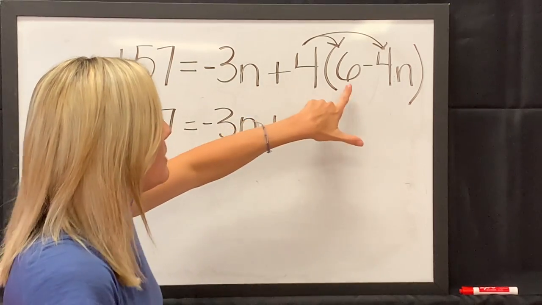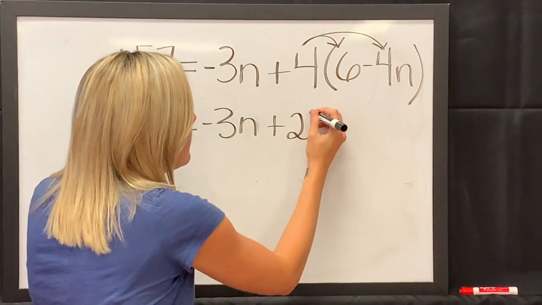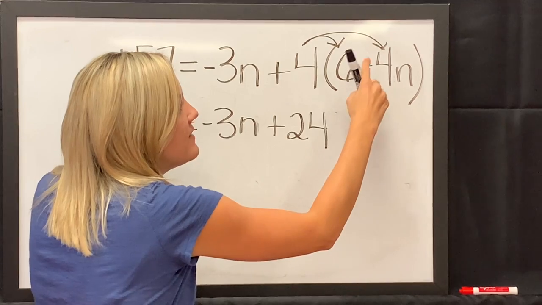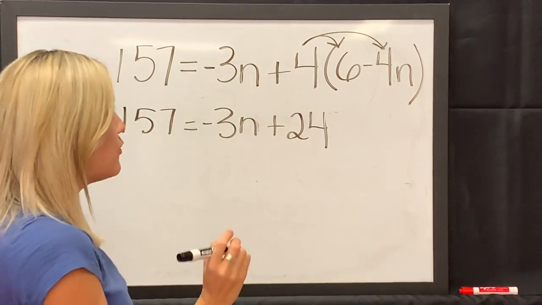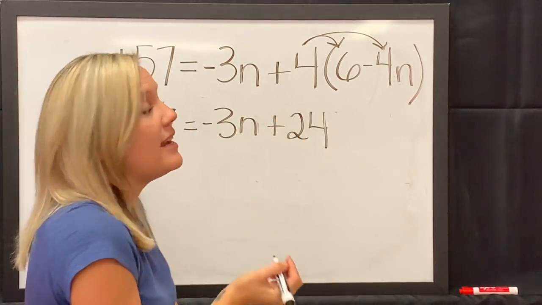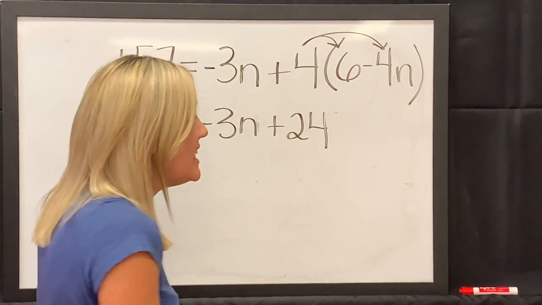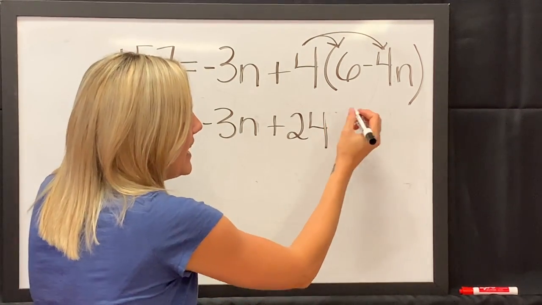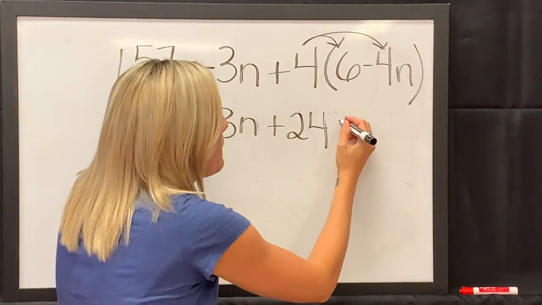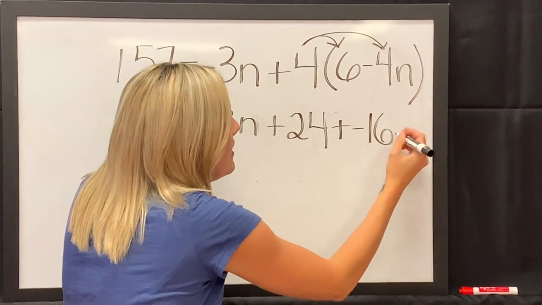Now, 4 times 6 is 24. Can't forget this negative sign is attached to that 4n. So 4 times -4n is -16n. So I could either write -16n or I could write plus a -16n.